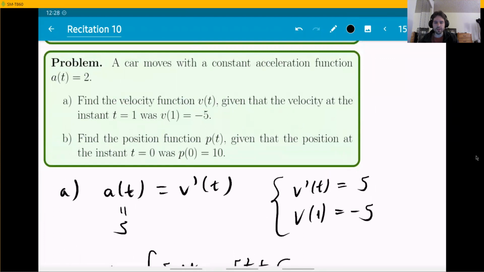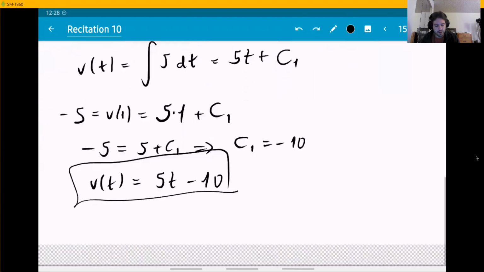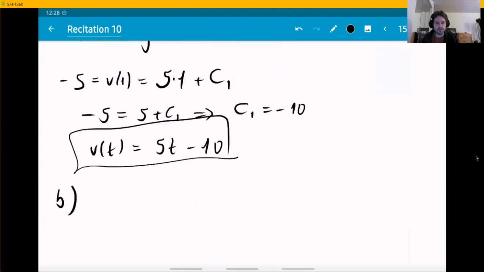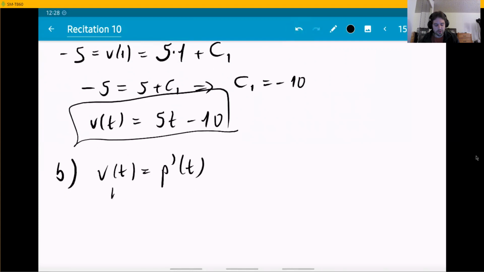B is going to be the same thing for position. Now find the position function, p of t, given that the position at time 0 was 10. Okay, so we have the velocity. What is the relationship between position and velocity? Velocity is position prime. Rate of change of position is velocity. Now we do know what velocity is already. We know it's 5t minus 10.